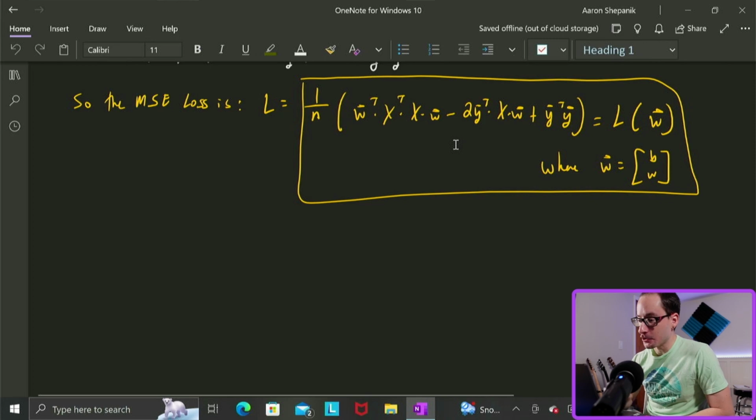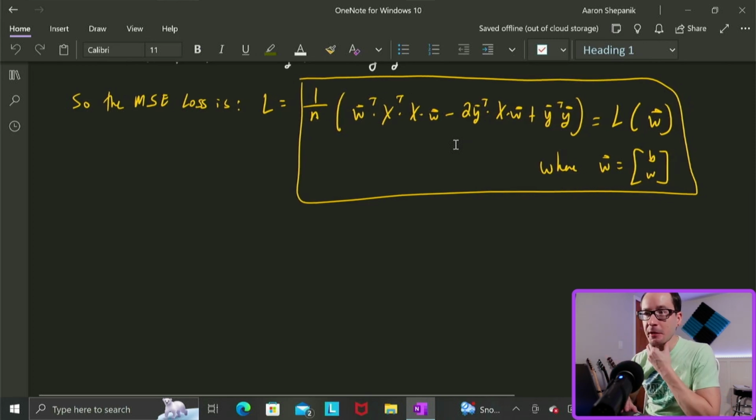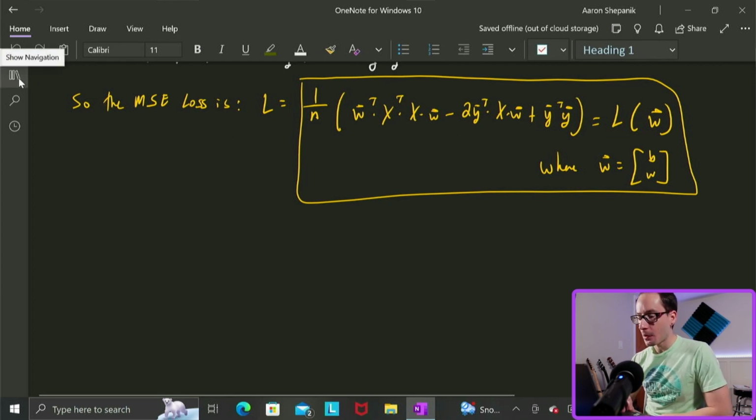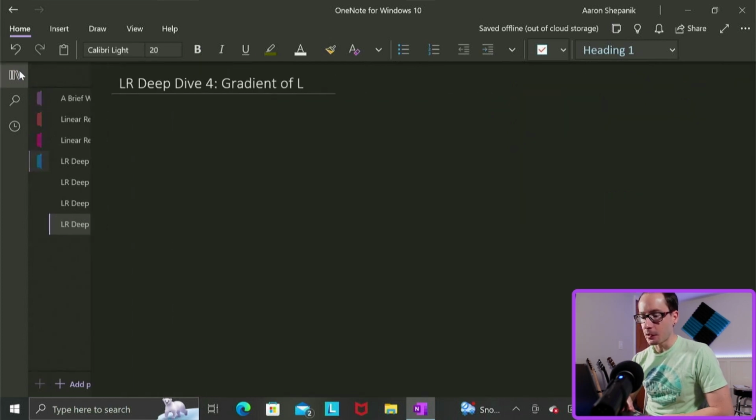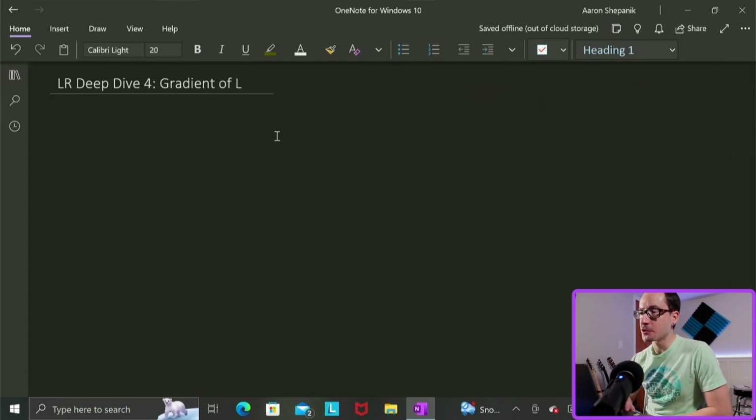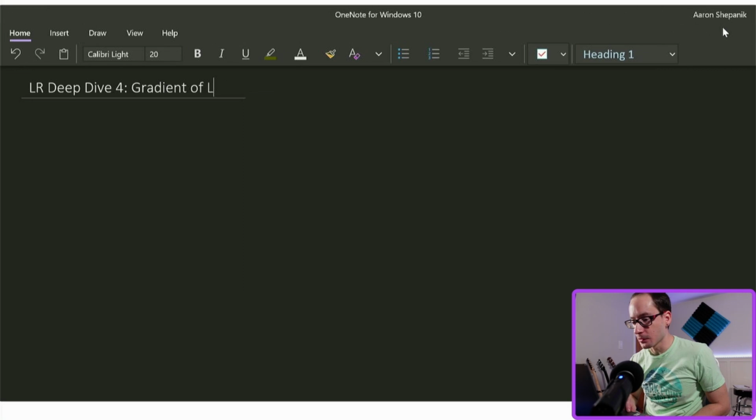So if you're not sure where these things came from or how we derived this, go back and watch that deep dive stream 3 video. So this is our loss function. What we're missing here in terms of completing the whole gradient descent process to get to a convergent linear regression model is the gradient of that big guy L. So let's go ahead and do that right now.